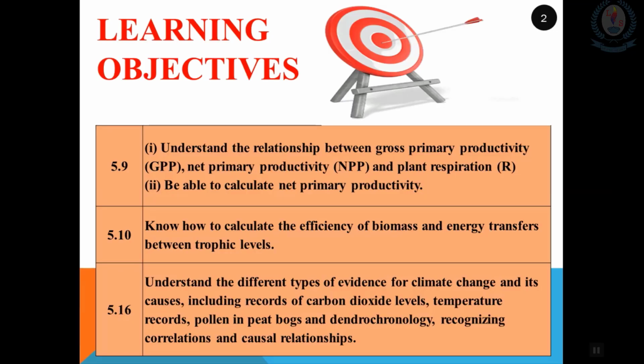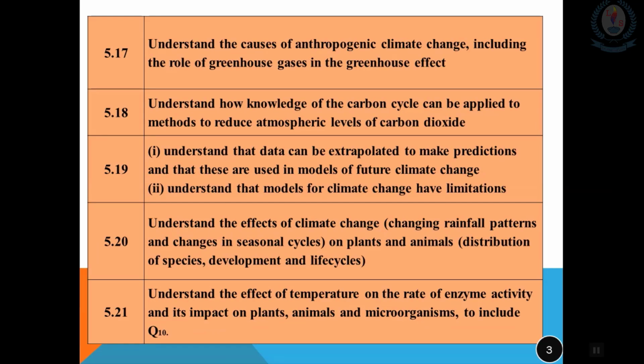Learning objectives. Students should understand the relationship between gross primary productivity and net primary productivity, and they should know how to calculate the efficiency of biomass and energy transfer between the trophic levels. They should understand the different types of evidence for climate change.